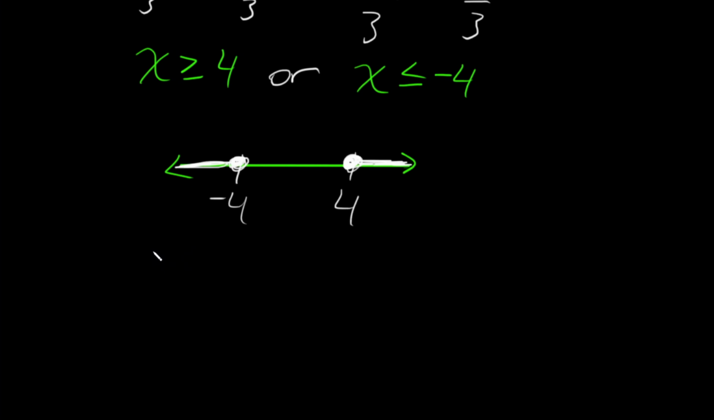Using interval notation, we're going from negative infinity to negative 4. But we're including the negative 4, so we'll use a bracket. Union, and we're continuing with positive 4, including the 4. So we'll need a bracket 4, comma, infinity.